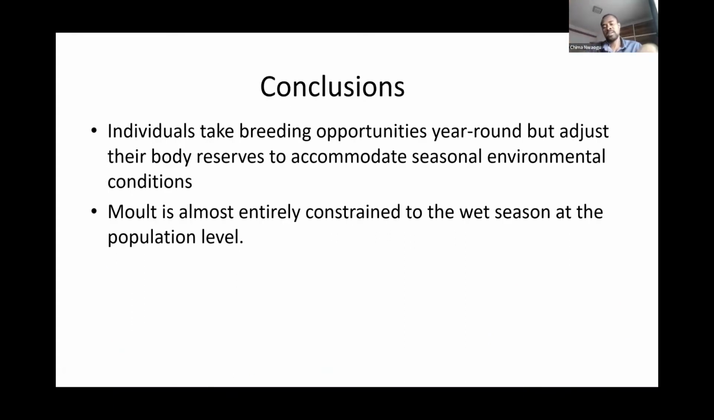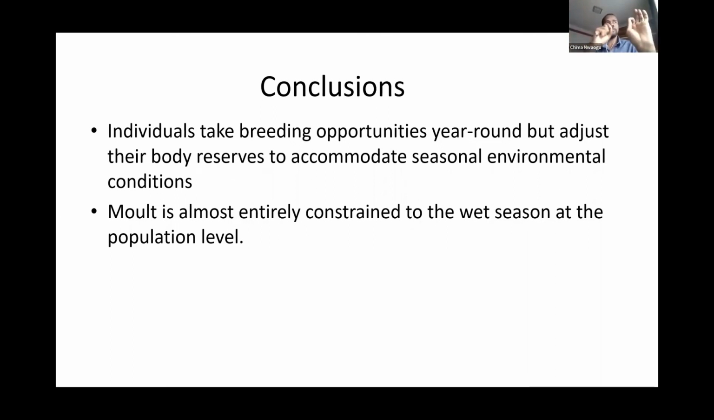So let's wrap up this part. What we can conclude from here is that individuals take breeding opportunities throughout the year, but they're able to adjust their body condition in such a way that it allows them to deal with the environmental conditions that are not the same.